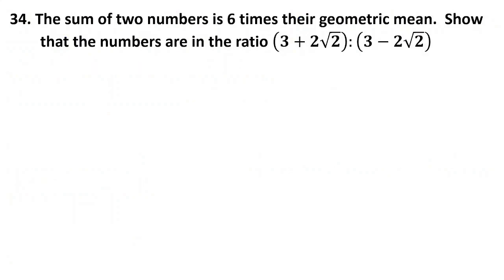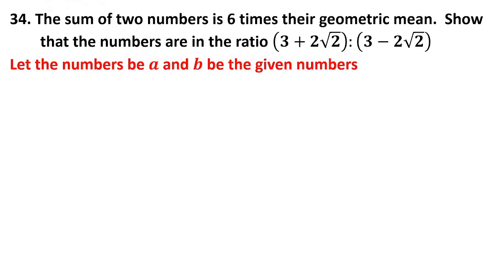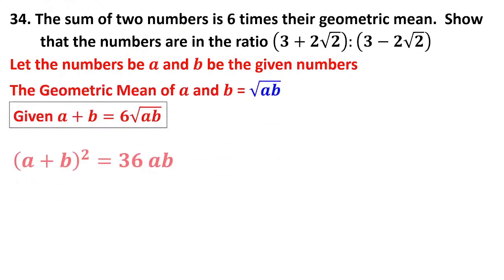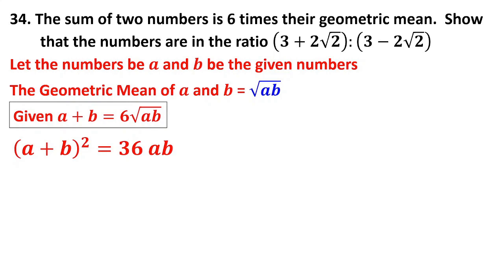Go to question number 34. The sum of 2 numbers is 6 times their geometric mean. Show that the numbers are in the ratio. We have to take the numbers as a and b. What is given? The geometric mean is root ab, and it is given that the sum of the numbers is 6 times their geometric mean.